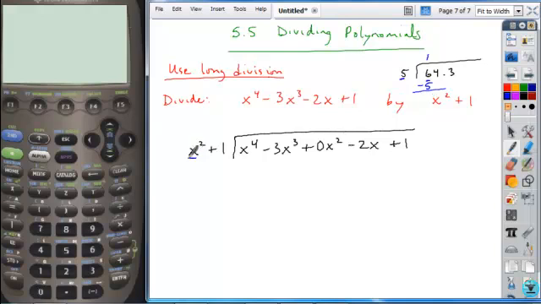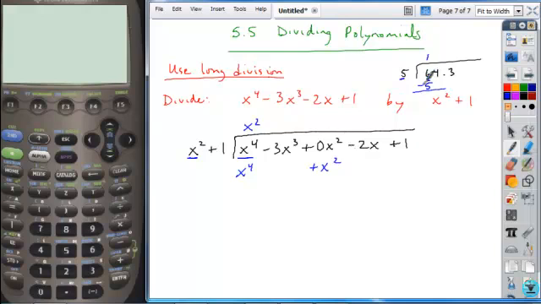So just look at the first terms, x squared and x to the fourth. What do you have to multiply x squared by to get x to the fourth? X squared, right? And now you're going to multiply. So here we took 1 times 5 and got the 5. Here we're going to distribute this. So x squared times x squared is x to the fourth. X squared times a positive 1 is plus x squared. So notice I wrote it in the same vertical column as the other same degree terms.